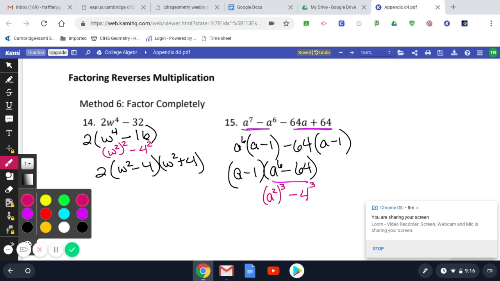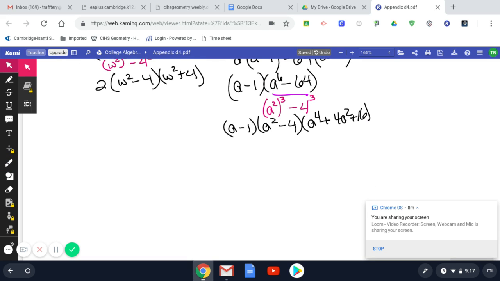So now I have the difference of cubes. So now I have to apply the difference of cubes to this factoring. So I have a minus 1 still out in front, and then I have a squared minus 4 times, I'm going to factor out, and then it's the first part squared, so that's going to be a to the fourth plus, multiply those together, so 4a squared, plus the second part squared, or plus 16.